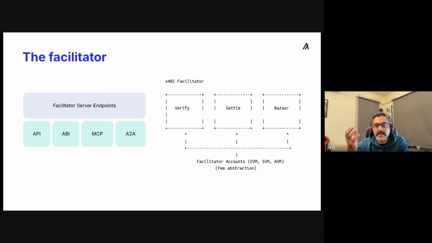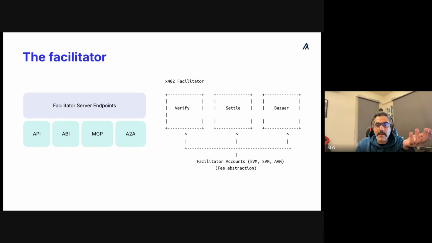So Bazaar is simply a discovery layer and discovery APIs which clients can actually query before they go for the actual payment flow and the purchase. And again, as for the client and for the resource server, all of the channels which are supported by the resource server and by the clients are supported here as well.